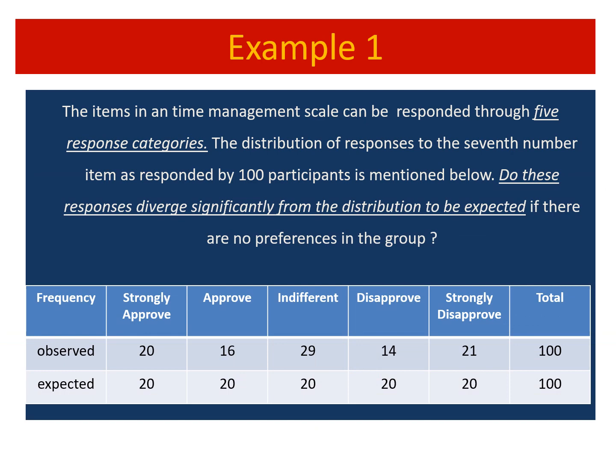Before going into the detailed discussion of it, I would like to offer an example. These examples will help you to make clear sense of the chi-square test. In this example, the items in a time management scale can be responded to through 5 response categories. The distribution of responses to the 7th item as responded by 100 participants is mentioned below. Do these responses diverge significantly from the distribution to be expected if there are no preferences in the group?